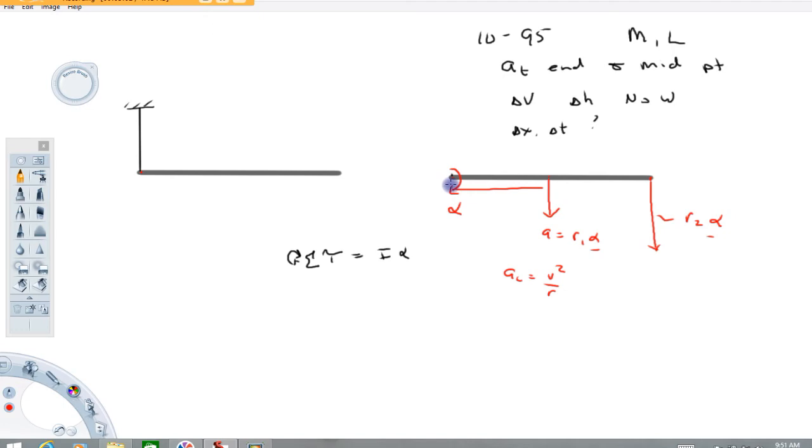Write your torque equation about that point. You're only going to have one force in that torque equation if you do it right. And the I, this moment of inertia, needs to be about this point here. So you look up the moment of inertia for a bar with the axis through one end. That should be enough to get this problem done.